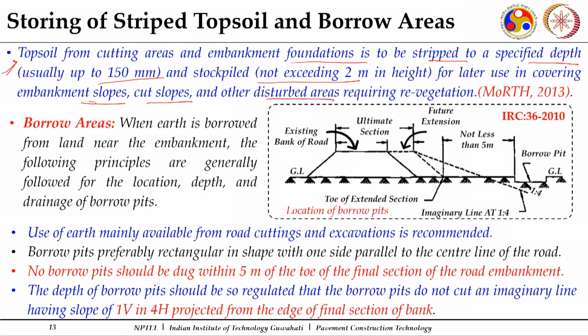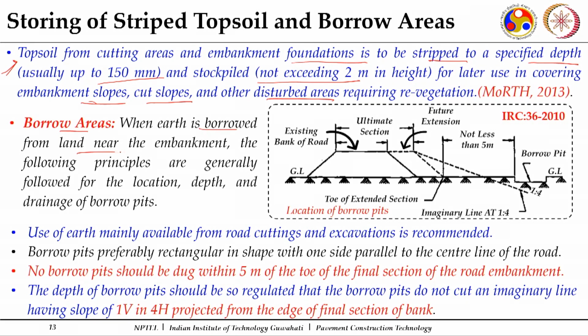Now, many a time you may have to select some materials from borrow areas, because the existing soil may not be sufficient or good enough to meet all your requirements, since you may have to raise your level and the quantity required is more. Then you will try to select a borrow area nearby, and while selecting this borrow area, certain precautions have to be taken. When earth is borrowed from land near the embankment, the following principles are generally followed for the location, depth and drainage of borrow pits.